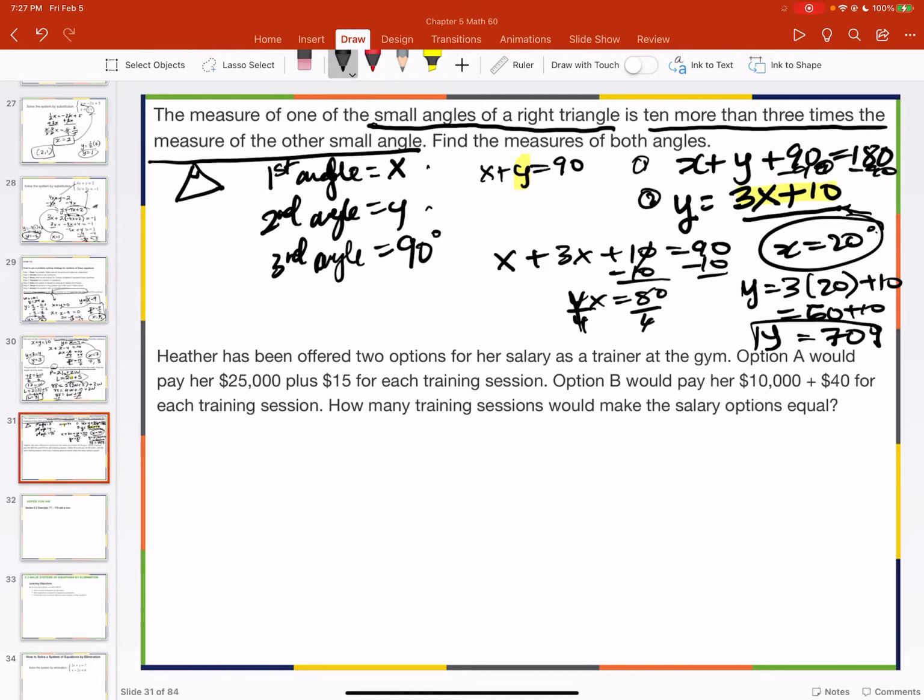All right, so Heather has been offered 2 options for her salary as a trainer at the gym. Option A will pay her $25,000 plus $15,000 for each training session. Option B will pay her $10,000 plus $40,000 for each training session. How many training sessions would make the salary options equal? So let's let y equal the salary amount, the amount of money made in 1 year. And then x can be the number of training sessions.